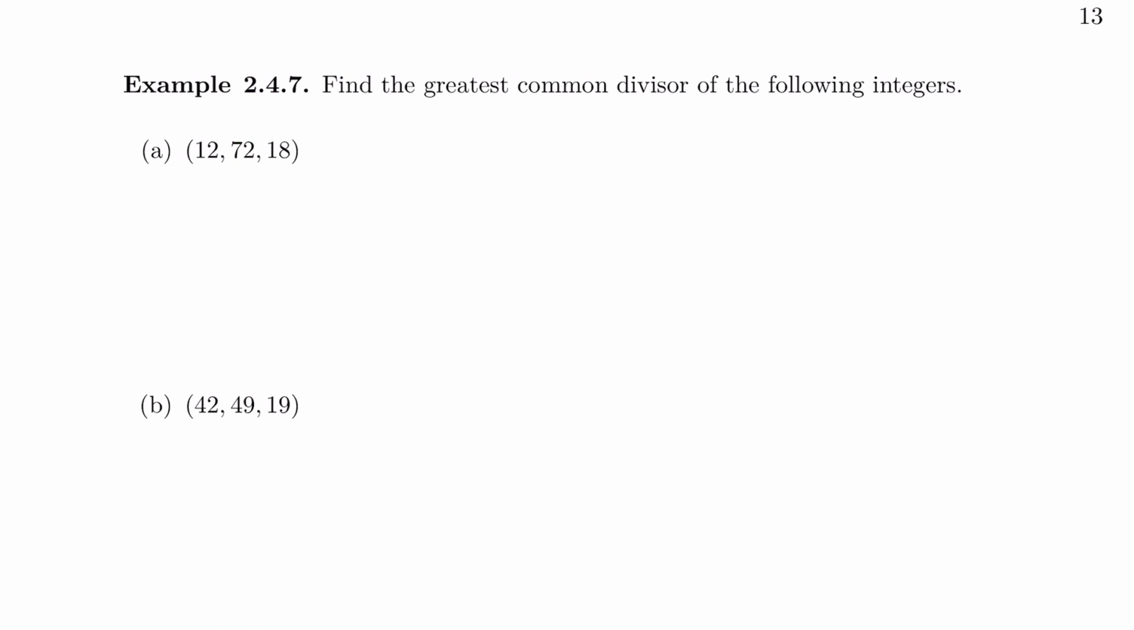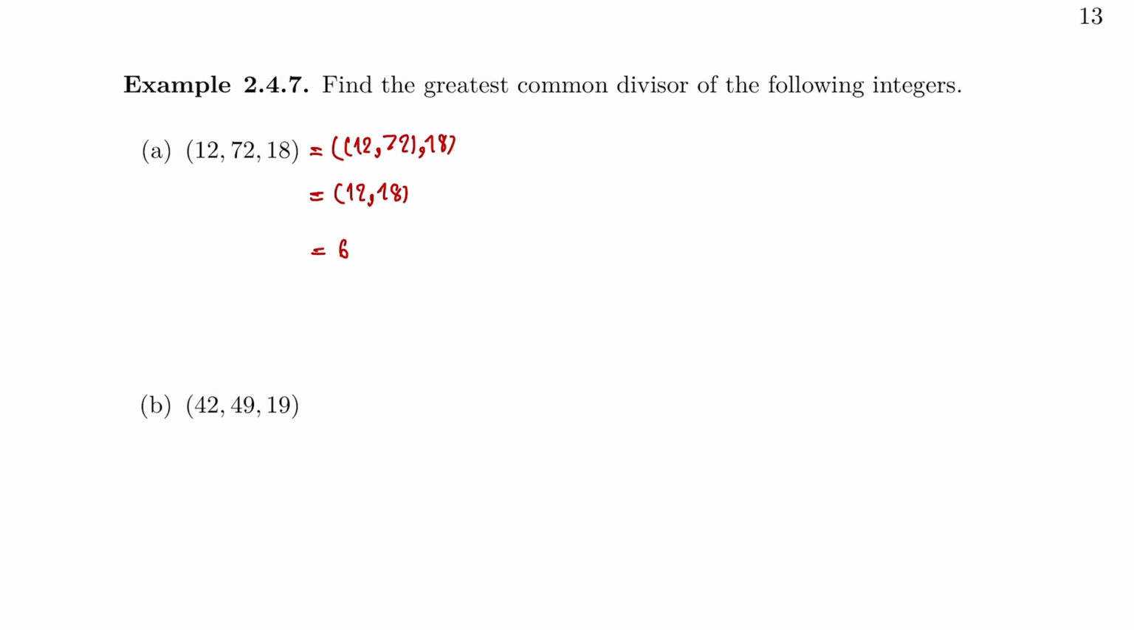Okay, let's find it. For this one right here, you have 3 numbers. You might start with the greatest common divisor of 12 and 72. What is the greatest common divisor of 12 and 72? It's 12, right? Then the greatest common divisor of 12 and 8 is 6.